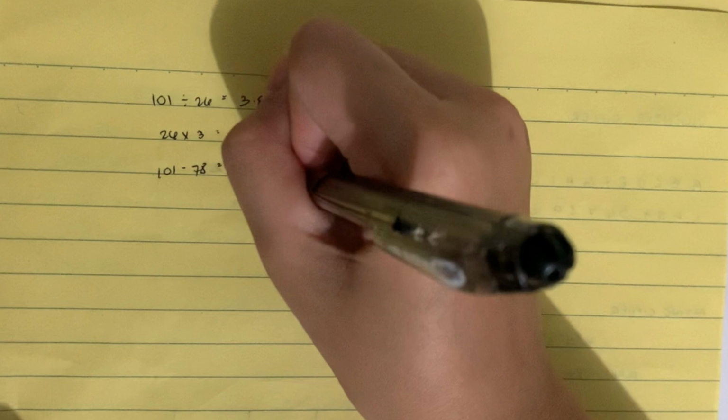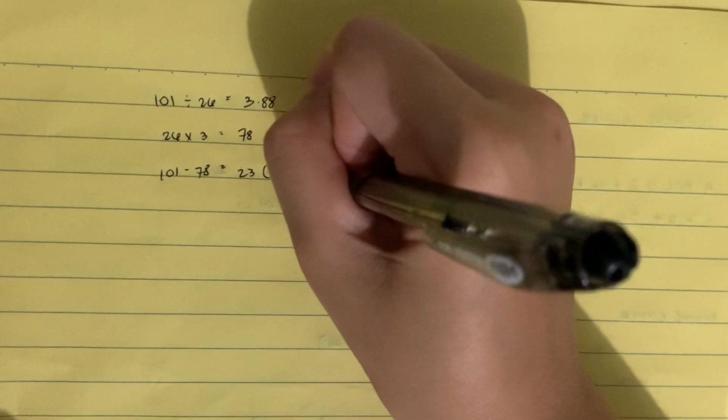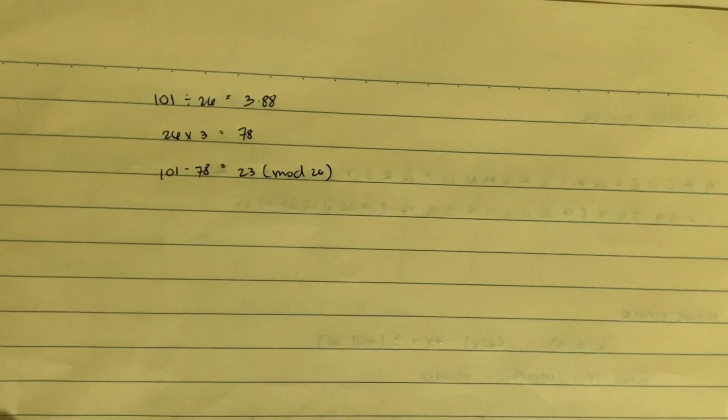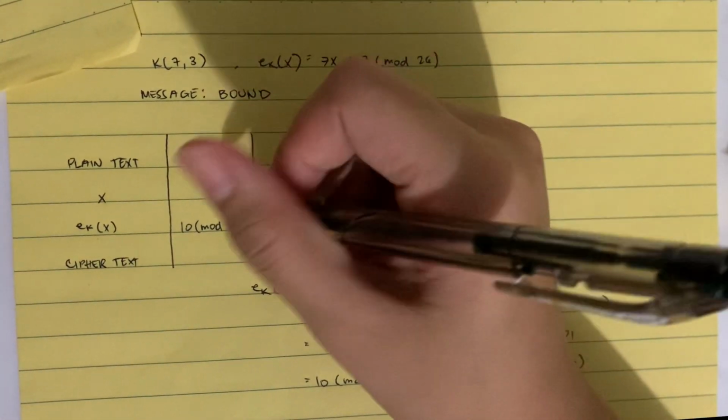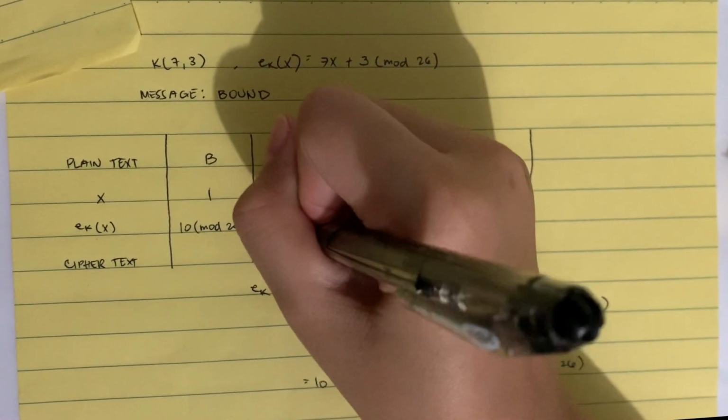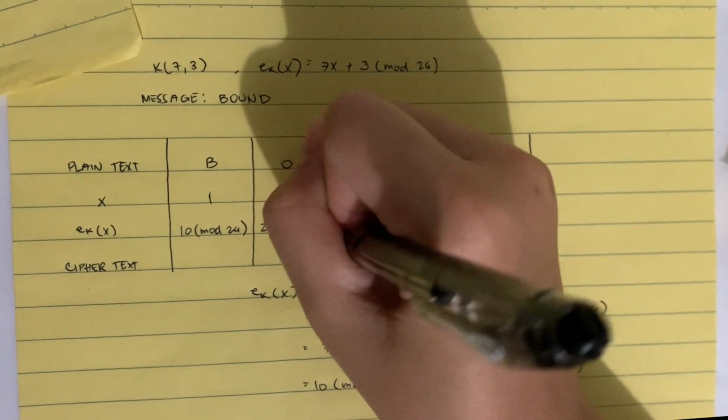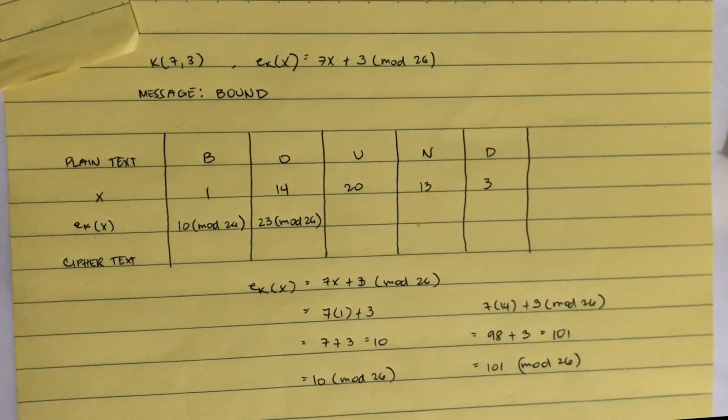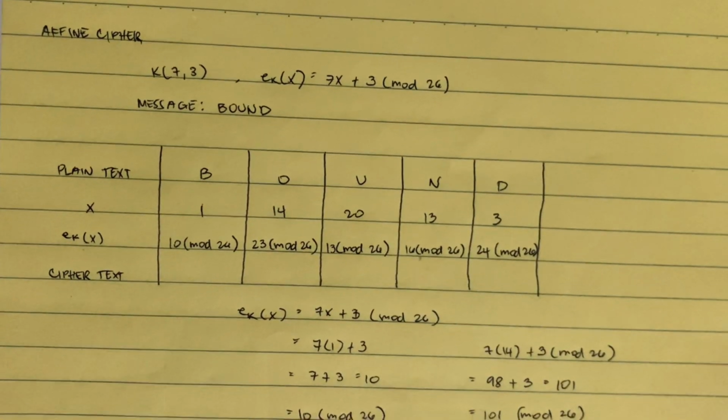Now we will be subtracting 101 from 78 to get the difference of 23 modulo 26. Remember, we only do this method if the sum from the formula goes more than 25. We will then repeat these steps to get the answers for this row in the next columns, and you should be able to get these results.